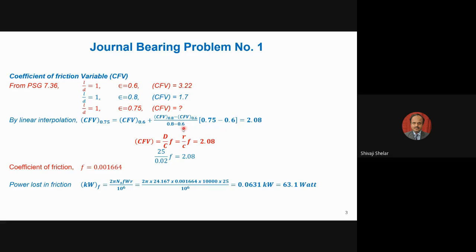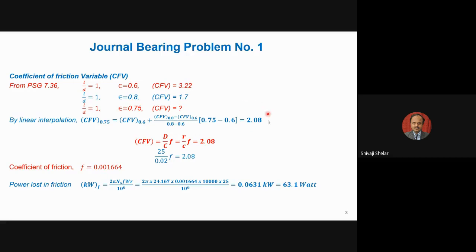Now put in the values: here 3.22, then 1.7 minus 3.22, which will come as negative. The product will come as positive. So this value is 3.22 minus some fraction, and finally you will get the value 2.08.